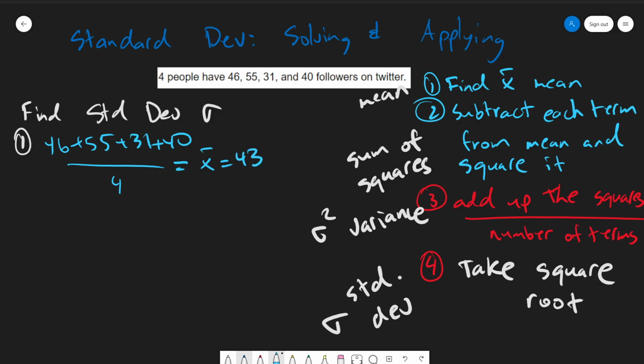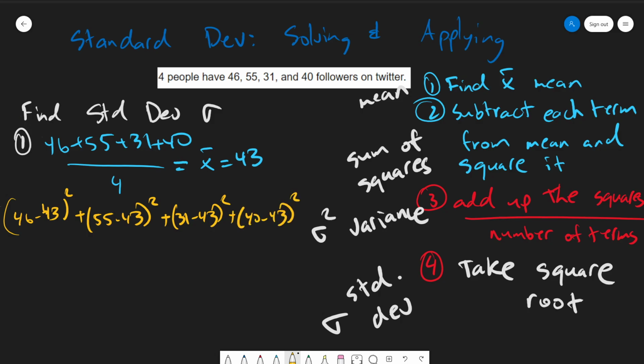Now we're going to subtract each term from that mean and square it. So 46 minus 43 squared. And then 55 minus 43 squared. 31 minus 43 squared. 40 minus 43 squared. I'm just giving you small data sets because normally this would be ridiculous to solve for if you had like 50 numbers. So there's a 3 squared, 12 squared, 12 squared again. It's negative, but it's going to be power of 2, so it'll just become positive anyways.